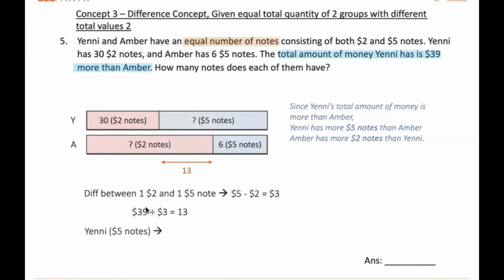Okay? So Yanni's $5 notes will be what? 13 plus 6, which is 19. Plus this 30 here, and you get the notes that Yanni had, which is also the notes that each of them had.